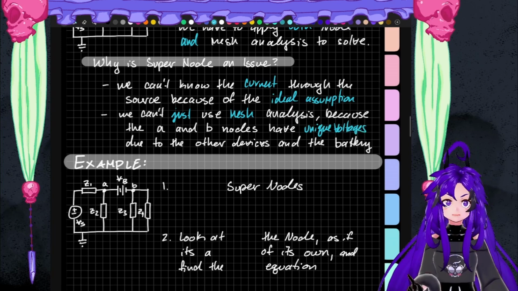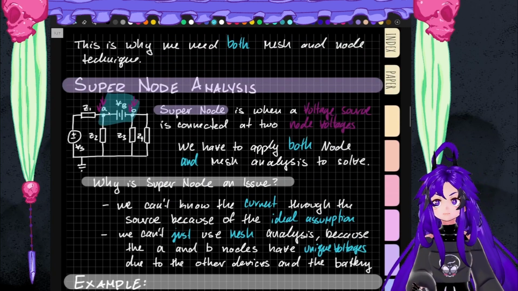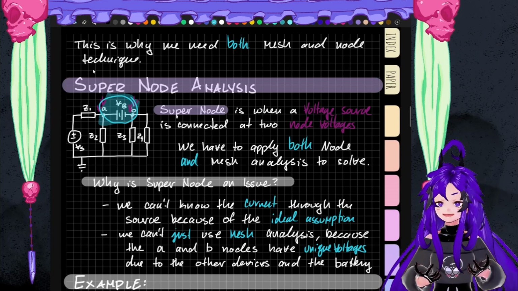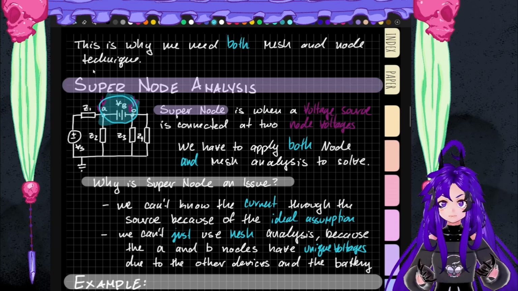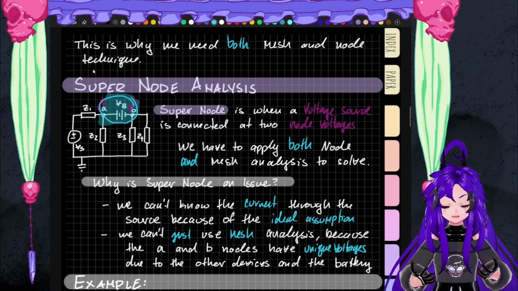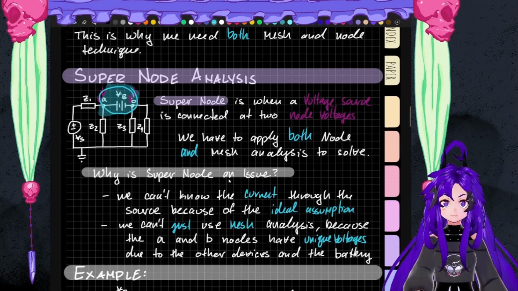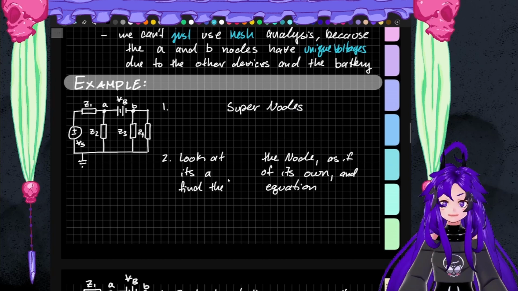Due to the other devices and the battery. So essentially, you've got three voltages attached together in a weird way we have to figure out. And it's because they interact differently in this situation that we have to apply a special technique. That's why we have to use supernode analysis. So let's just try and figure it out, okay?